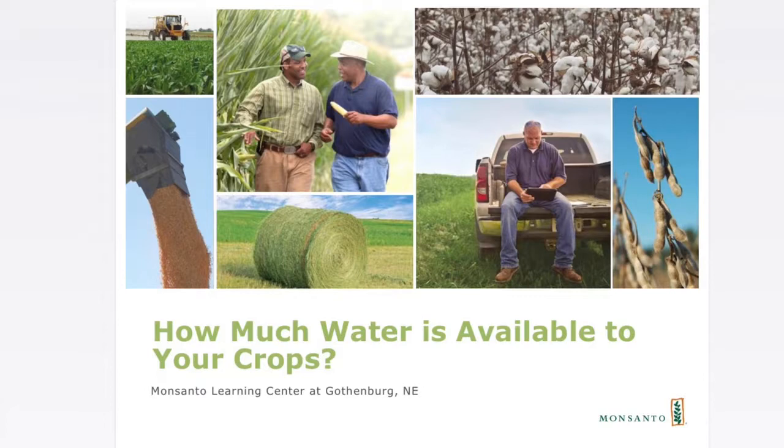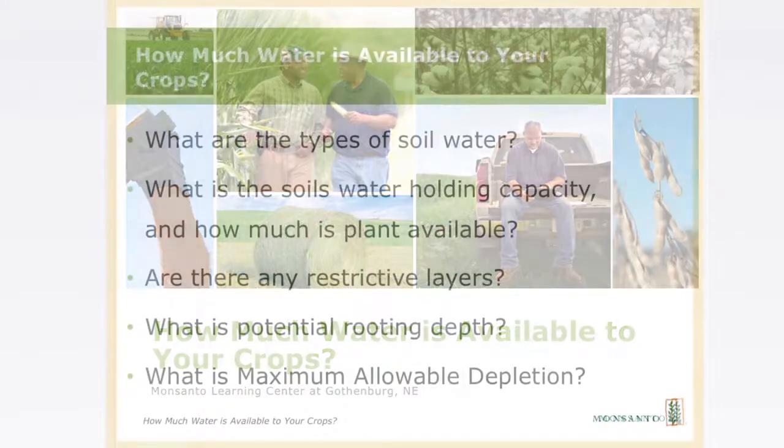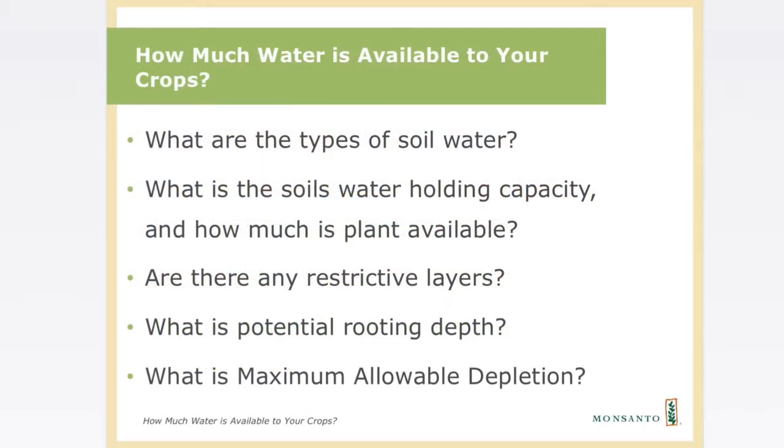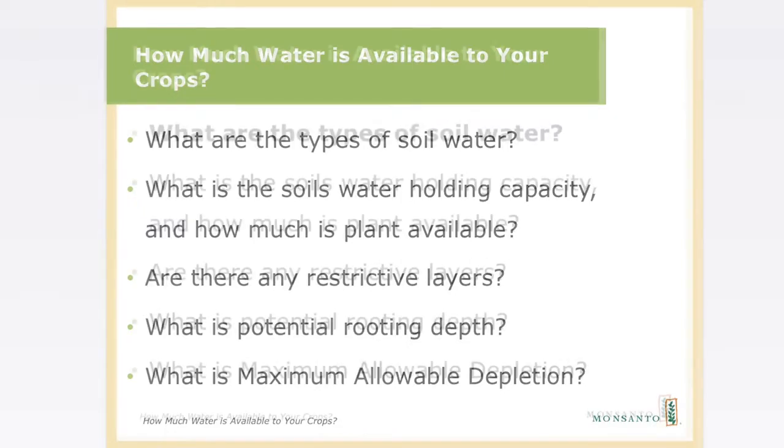Today I want to visit with you about knowing how much water is available to your crops. There's a few really important things to that topic. First of all, I want you to have an understanding of what are the types of soil water. Then, what is the soil's water holding capacity and how much of that is plant available? Other things to think about: are there any restrictive layers? What's the potential rooting depth? And what's the maximum allowable depletion that you can let the soil go to for your crop?